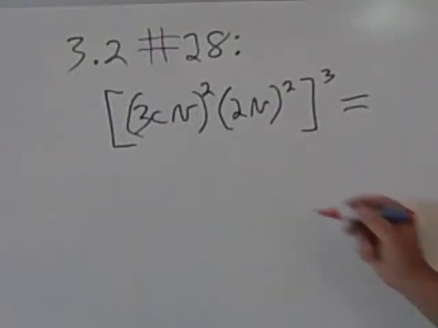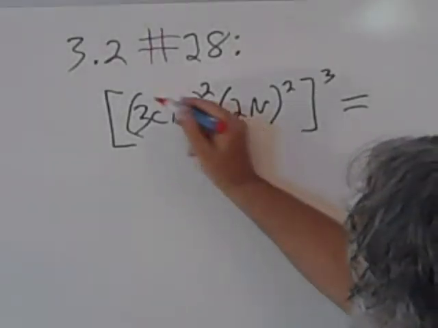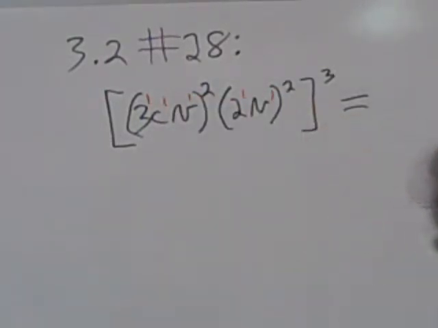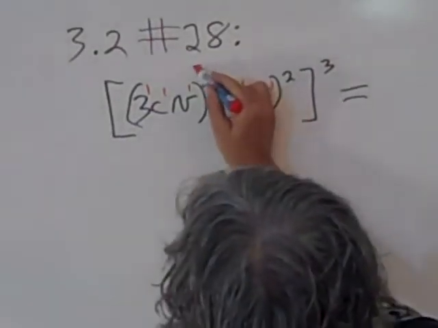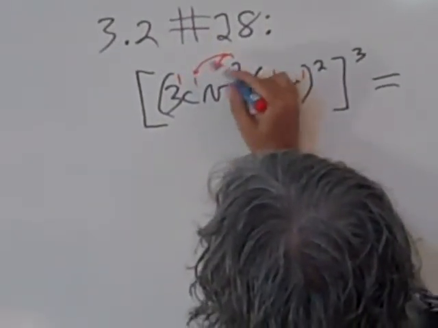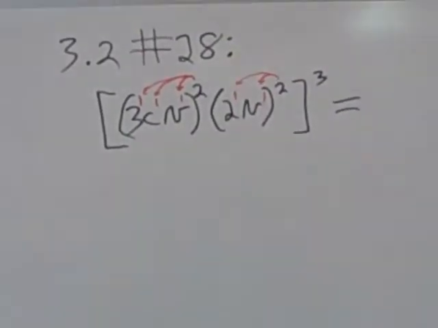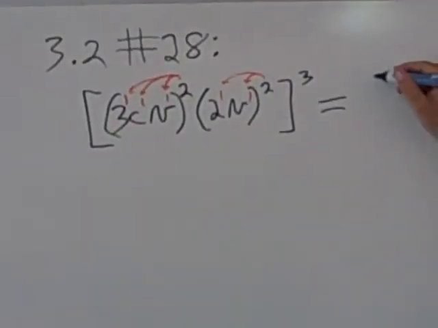Okay, for this one, to simplify it, it's best to start on the inside and put exponents of 1 for each of these terms. That sometimes is helpful. And we're going to multiply each of these exponents times 2, and each of these also times 2. The outside we'll deal with later.